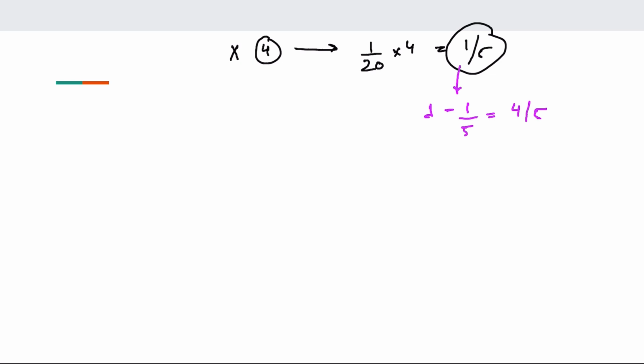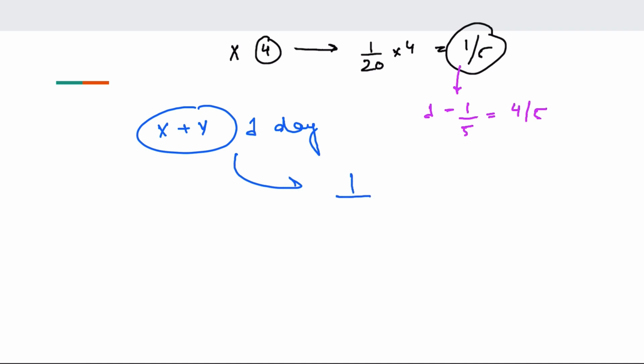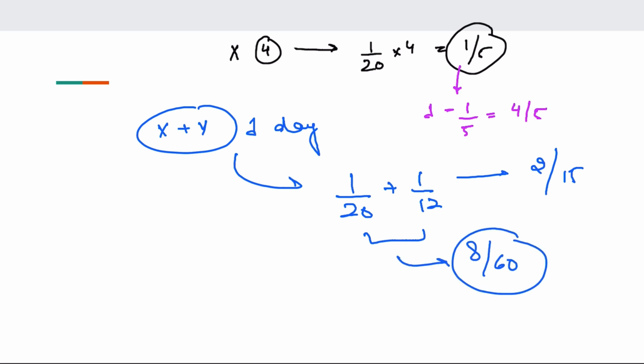And X plus Y's 1 day work is going to be what? X plus Y's 1 day work has to be 1 by 20 plus 1 by 12. As simple as that. And it's going to be 2 by 15. How is it 2 by 15? Simply add them: 8 by 60, convert this to 2 by 15. Simple maths. So it's going to be 2 by 15. Now, 2 by 15 work is done by X and Y in 1 day. So 1 day work of X and Y is going to be 2 by 15.